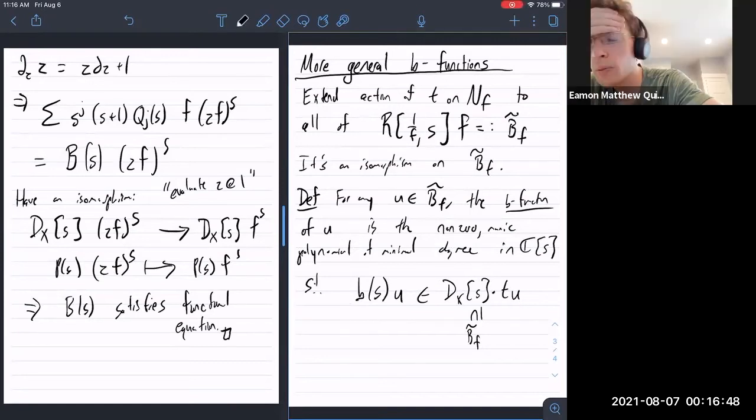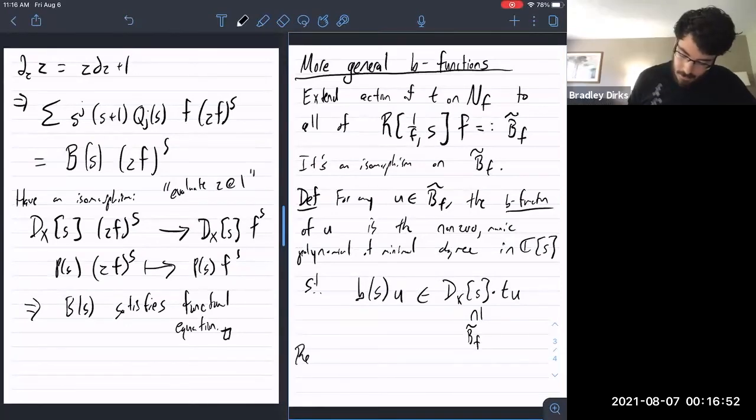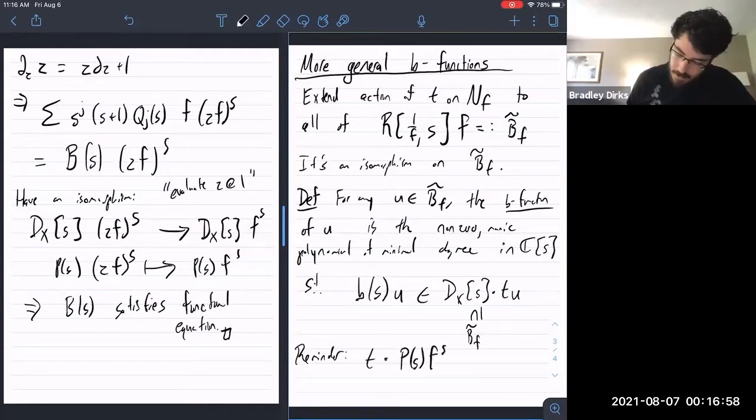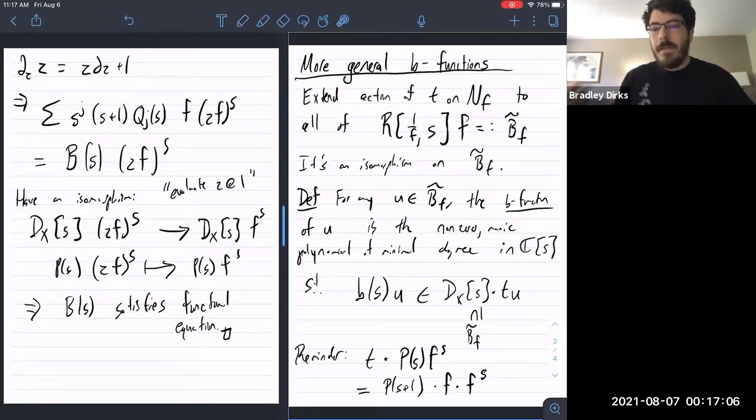Sorry, Brad, could you remind us what the action of t is? Sure. t times p(s) f^s is equal to p(s+1) f^{s+1}. And so it's invertible because now we can divide by f, and for the p(s+1), we could just shift by s minus 1. Okay, yeah.